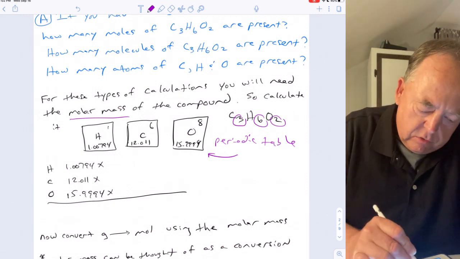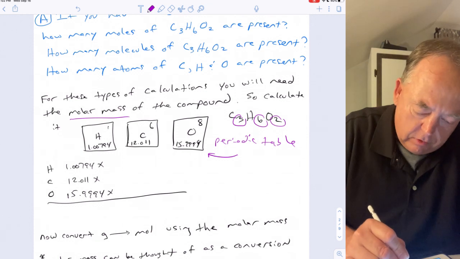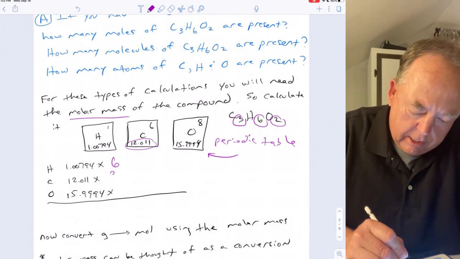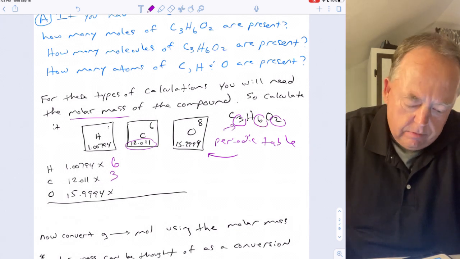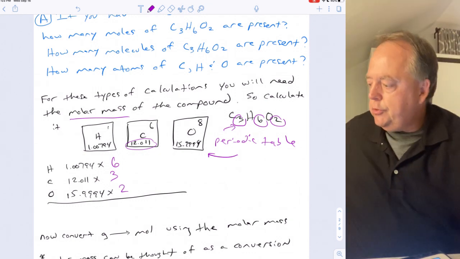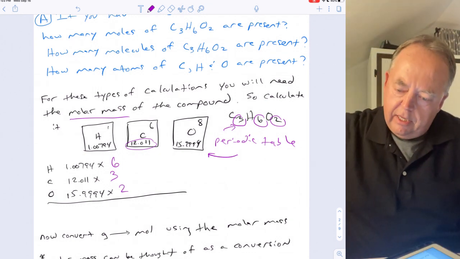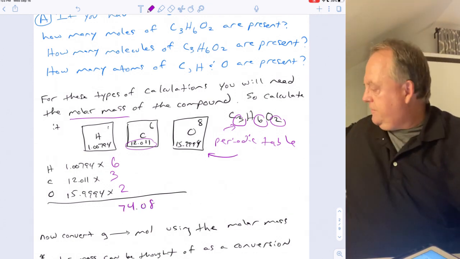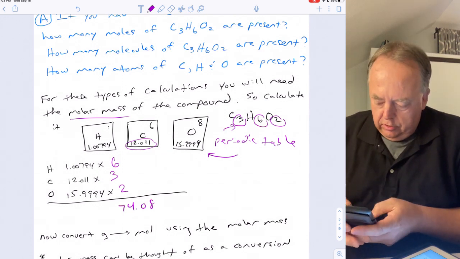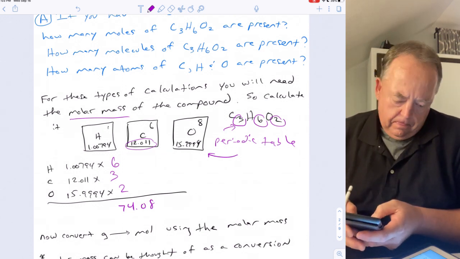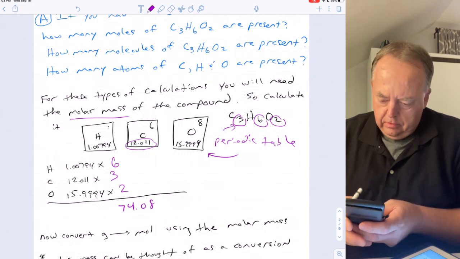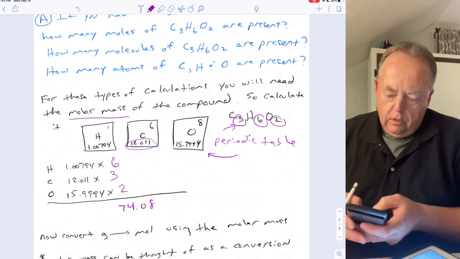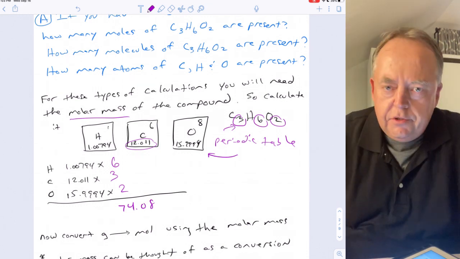So we're going to take hydrogen 1.00794 from the periodic table, and multiply that by 6. Carbon from the periodic table 12.011, and we're going to multiply that by 3 because of the subscript. And oxygen, we're going to multiply that by 2. If we multiply that out and add them up, we should get 74.08. Let me just make sure. Okay, so 74.08 if we round it to 2 decimal places.